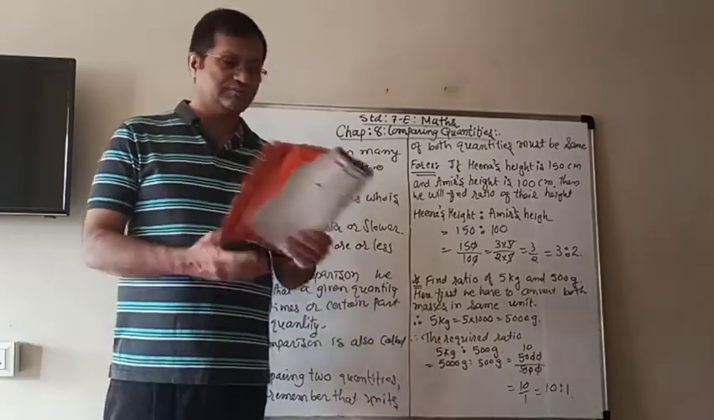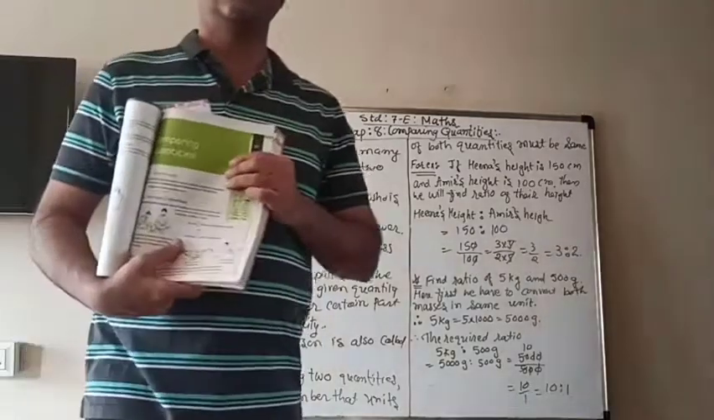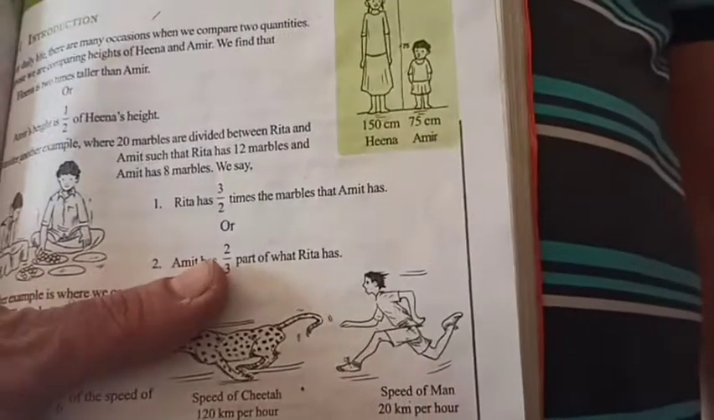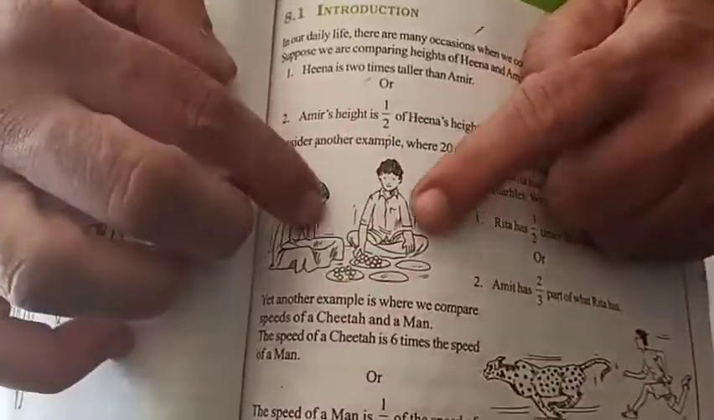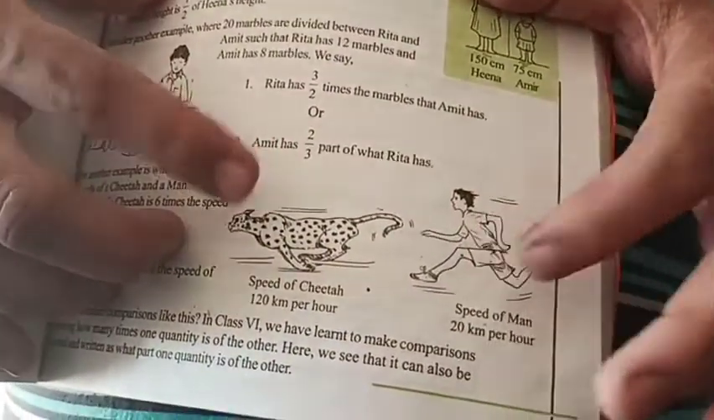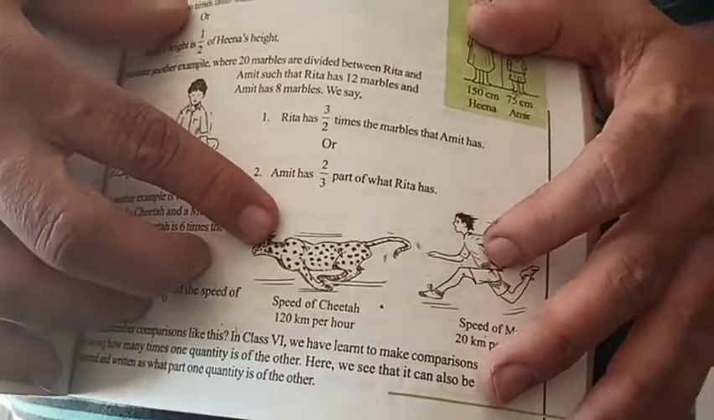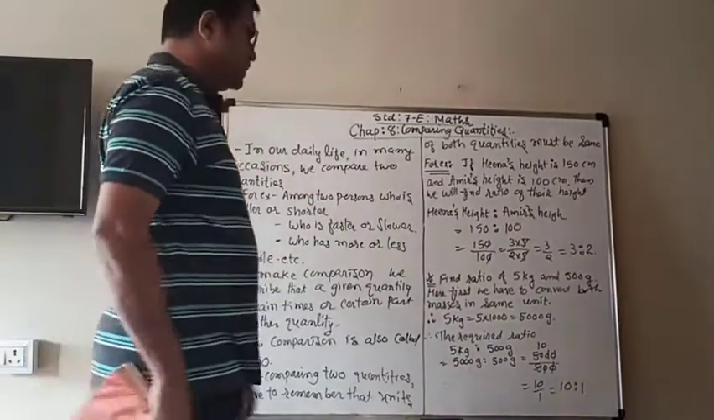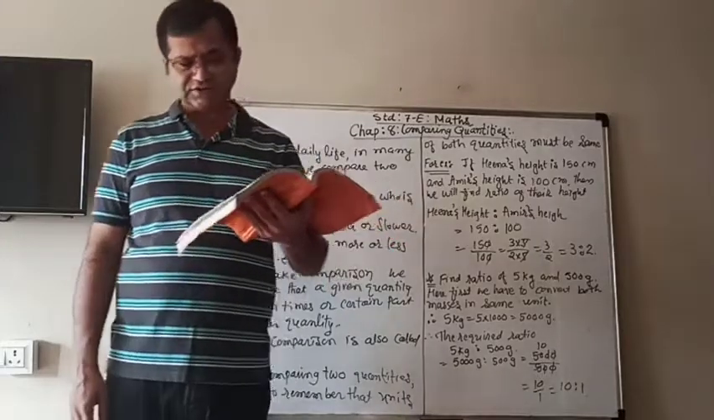Here you can see that in the picture given here, they are comparing the height of Hina and Amir. Here the number of marbles they are comparing. Here the speed of the cheetah and that boy or a man, whatever. So these are some examples in which we need to compare two quantities.